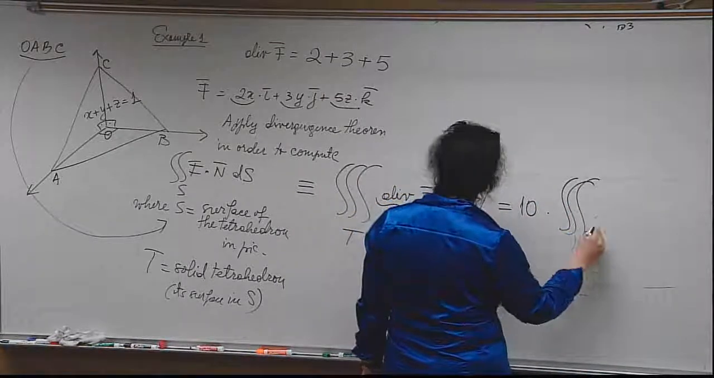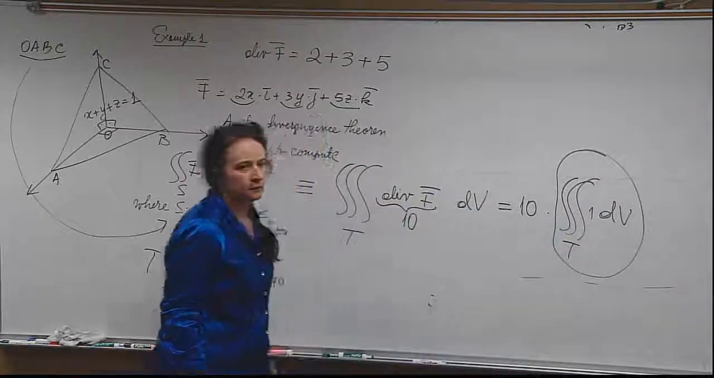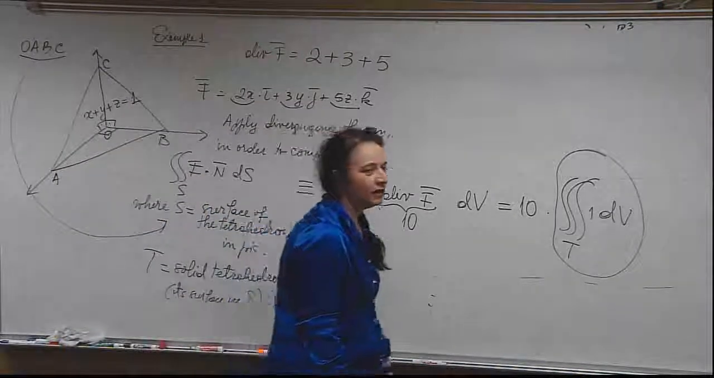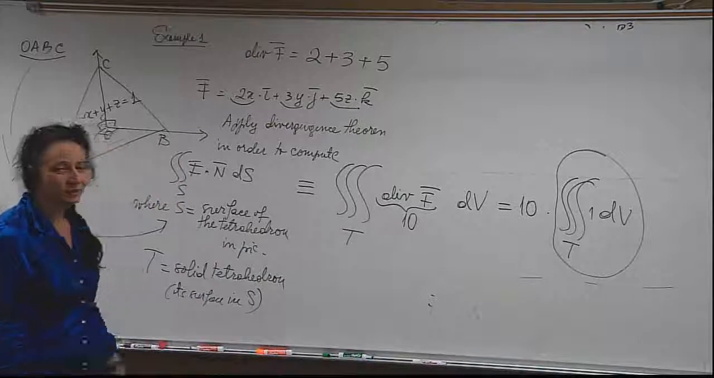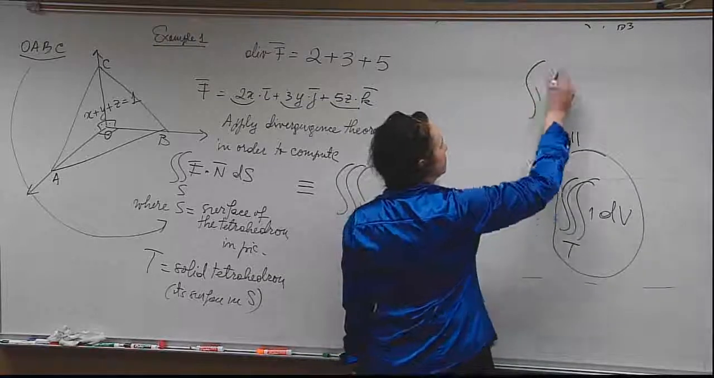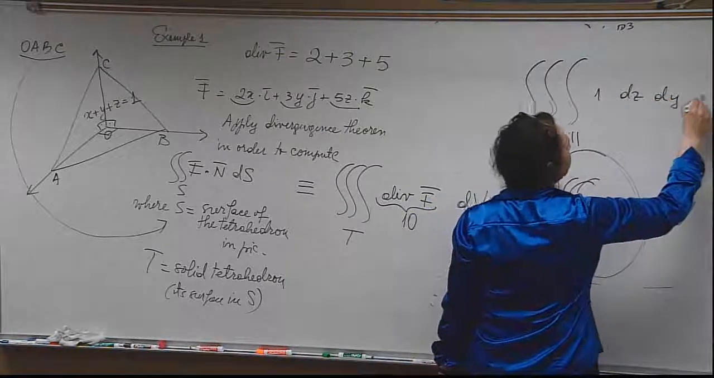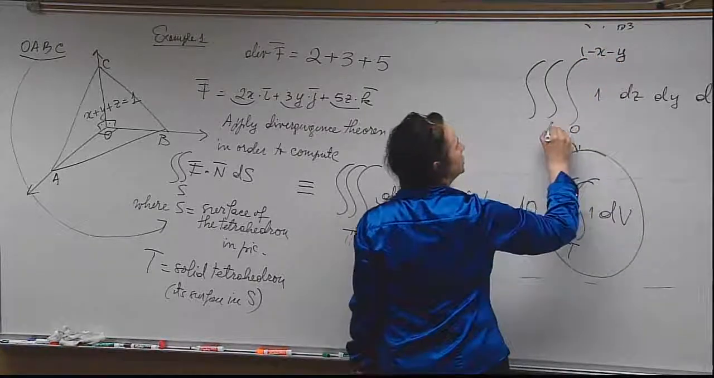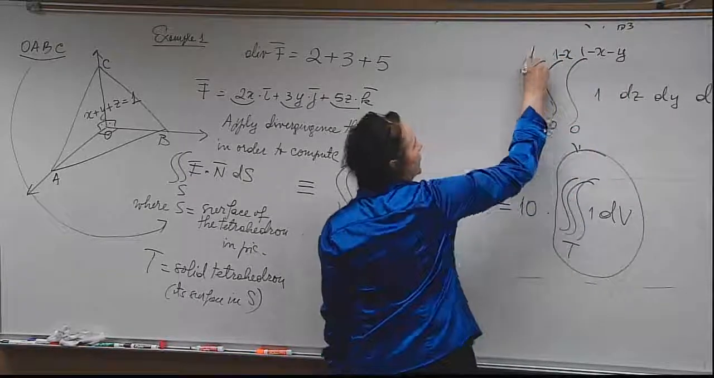And then the triple integral of 1 dV over T. What is this? Well, because I taught you how to cheat. Yes, but what if I were to ask you to express this as an iterated integral over the domain? Integrate one at a time. So you have 1 dz dy dx, from 0 to 1 minus x minus y, y from 0 to 1 minus x, x from 0 to 1.